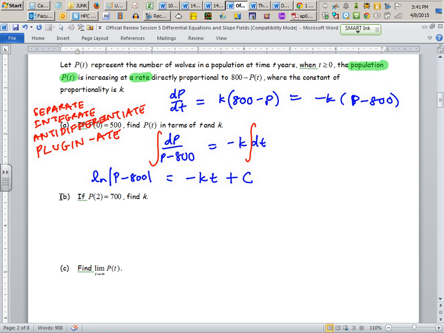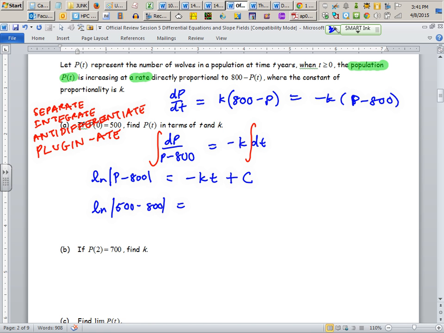Okay, so plugging in time 0 and population 500 gives us this look. In other words, c is ln 300. Did everyone get that? ln 300? It's technically ln of absolute value negative 300, but that's just ln 300. So we separated, integrated, anti-differentiated. We plugged in. Now it's time to isolate.